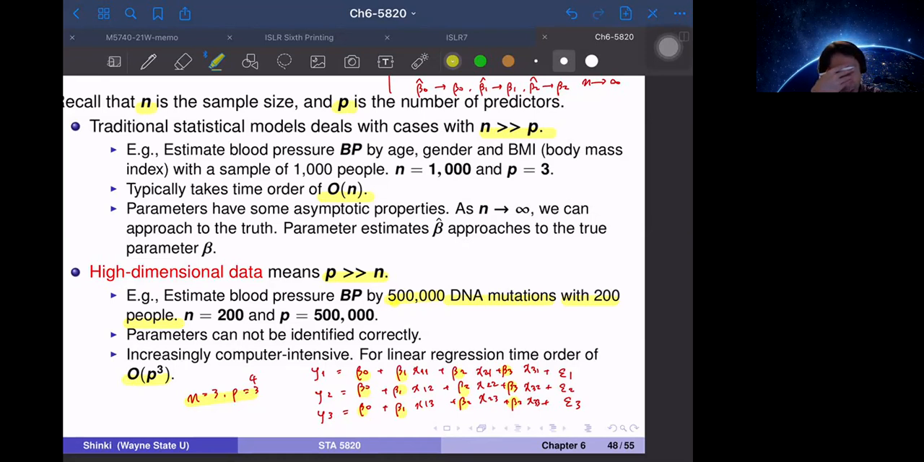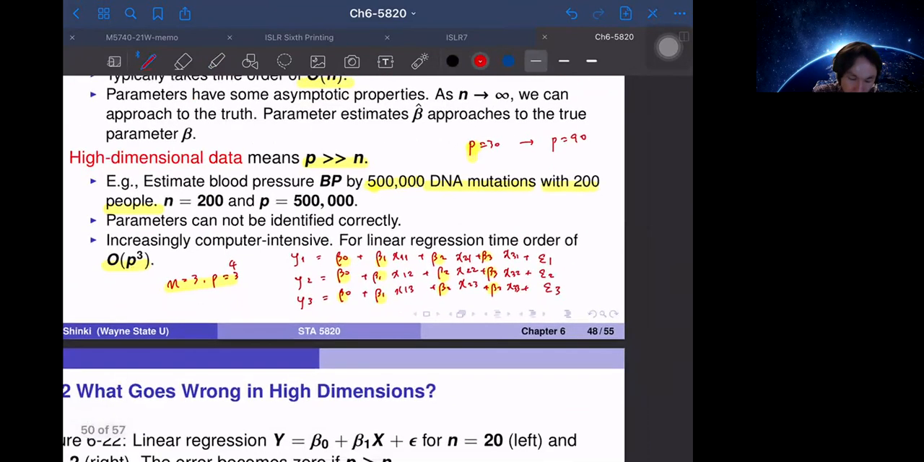Say n is 200 and p is 30. And then p becomes 60. Then it becomes 8 times more complicated. If p becomes 90, then compared to 30, that is 27 times more complicated. P going from 30 to 90 is possible if you just gather 3 times more information. But the computation becomes 27 times more complicated. Then you have trouble. So this is really computer intensive.